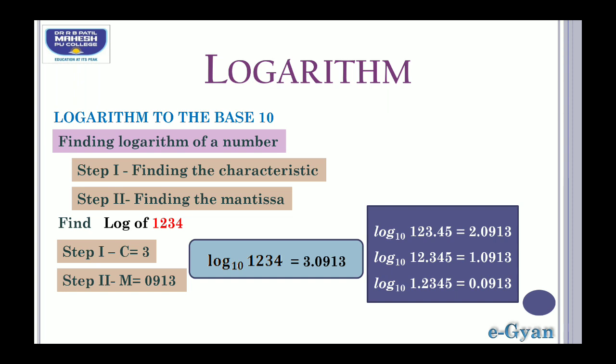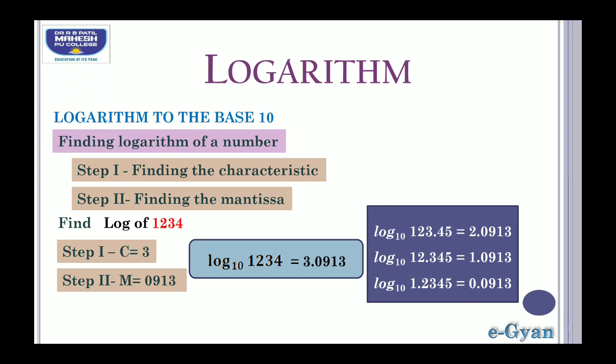I have purposefully taken these numbers because, if you find, the Mantissa is the same, it is 0913 for all three numbers, because the first four digits of all three numbers are the same. Then what changes is the decimal point. For 123.45 the decimal point is after 3 digits. For 12.345 it is after 2 digits, and for 1.2345 the decimal point is after 1 digit.